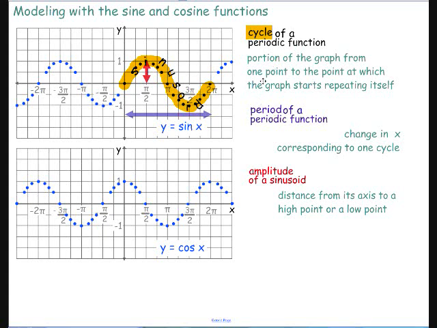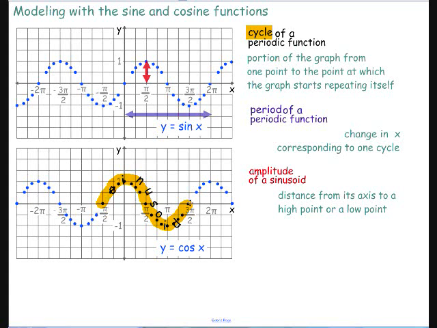The cycle, that's the portion of the graph from one point to the point at which it begins to repeat itself. So here's one full cycle for the sine graph, and I actually can get one full cycle in a slightly different place. I'm not starting at 0, I'm starting at -π/2 for cosine, but still that's one full cycle, isn't it?